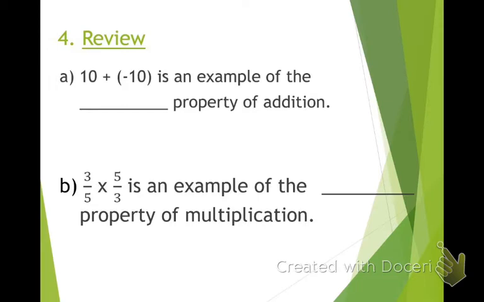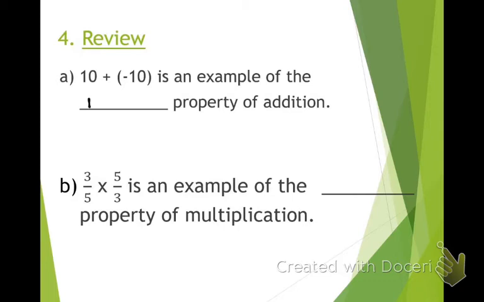What's the key word for associative? Grouping. You can change the grouping of your numbers, and it's not going to change your answer. Did we change the grouping for problem A? No. Let's go to the next one. Let's talk about inverse. What's the key word for inverse? Opposites. Is this right here in problem A an example of opposites? Yes, it says 10 plus negative 10, which are opposites of each other, is an example of which one? Inverse. That is the inverse property.